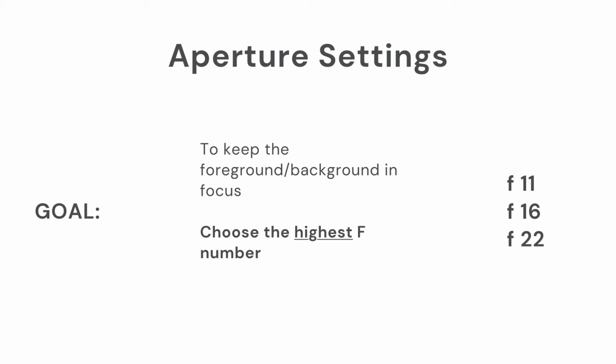Now, suppose you want to try and keep more of the foreground and background in focus. Well, then you want to choose the highest F number. So maybe you've got a person standing there, and there is a nice fence in the foreground, and there's some trees in the background. You just kind of want everything to be more in focus. You want to choose the higher F number.